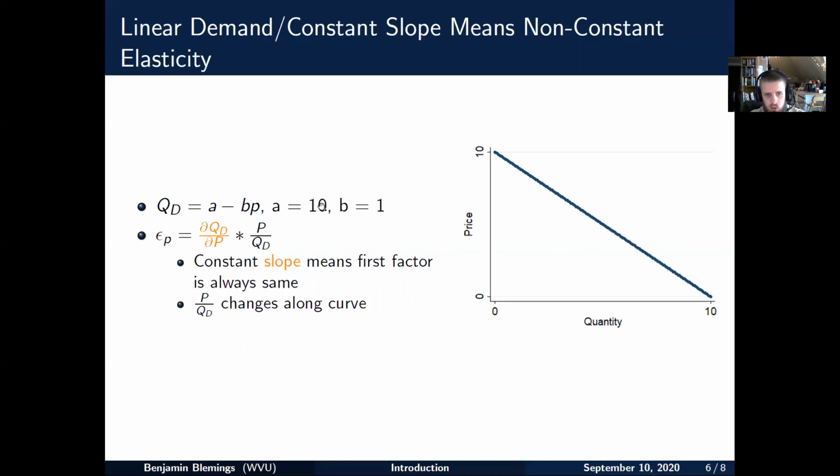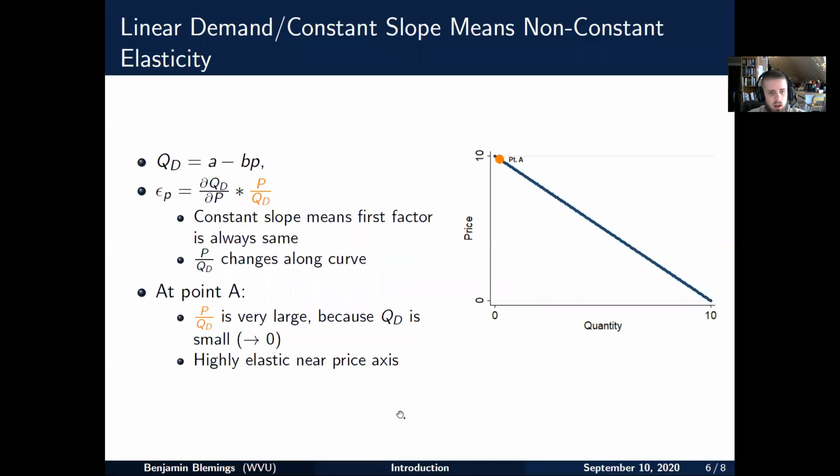Let's plug in some numbers here. Let's say A equals 10 and B equals 1. And that's this corresponding demand curve over here. Let's see, at point A, we can notice that P over QD is very large because QD is small. So the denominator in this fraction is very small, and that means this term is going to infinity. And so there's a high elasticity near the price axis because this is the same and this is getting large.